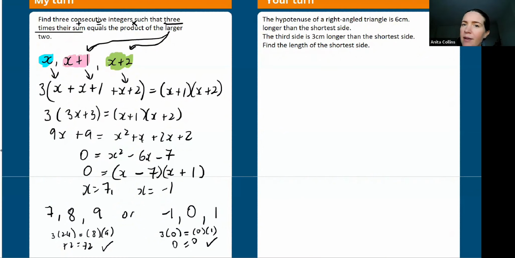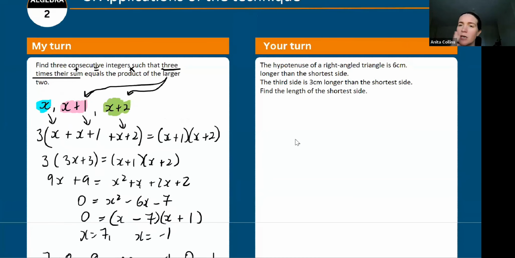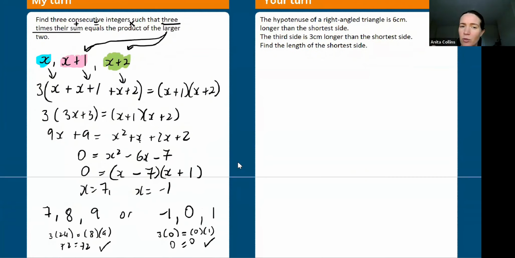All right. Next question is a little bit about hypotenuse, right angle triangle. We're going into geometry a little bit. Don't worry, it still is algebra, but we might have to draw a picture to get us started. Pause, write up your notes for this question, and then have a go at the question on the right-hand side.